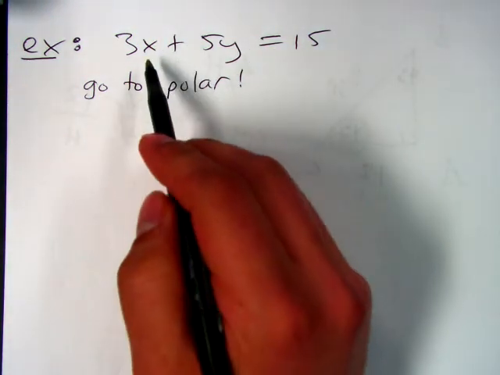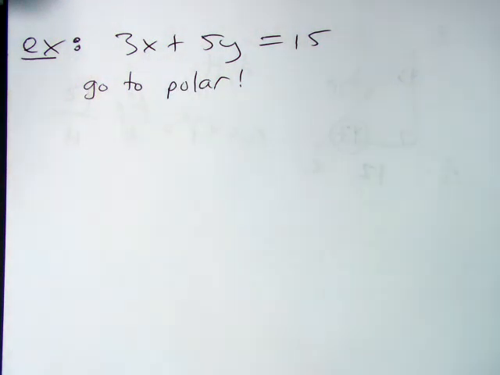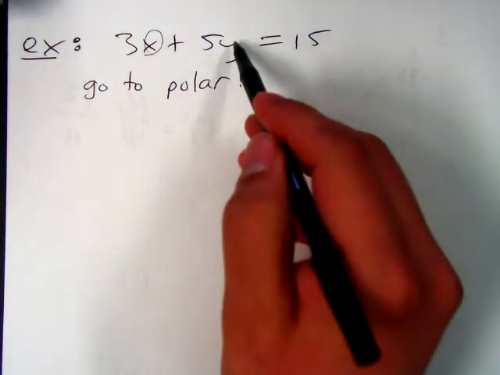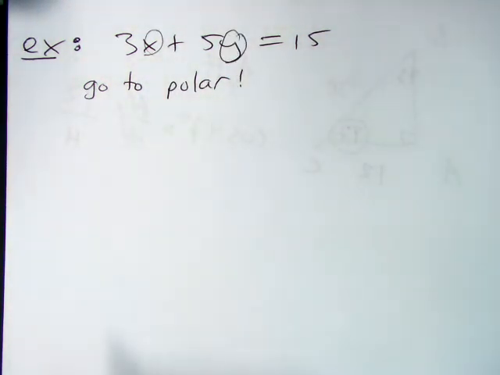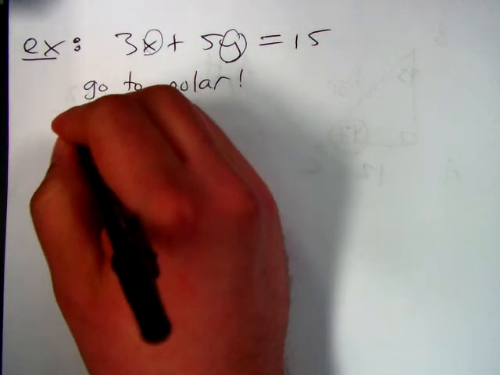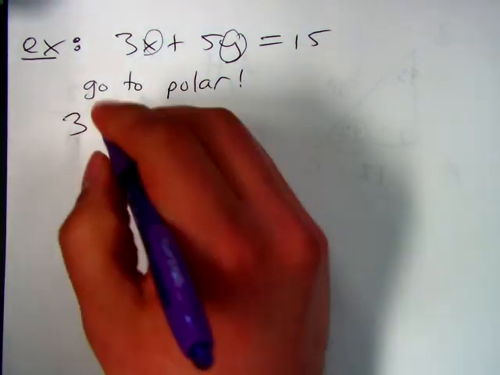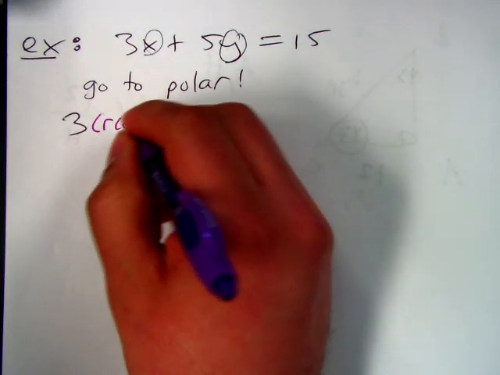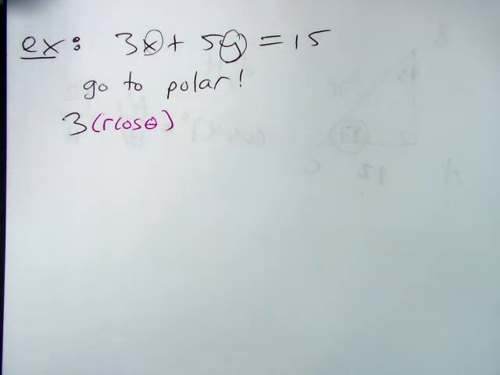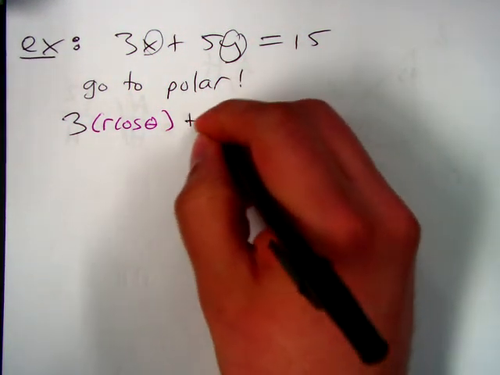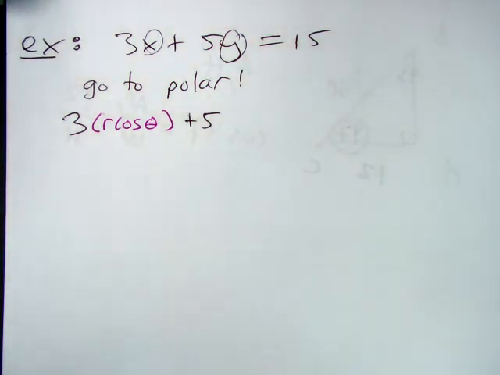Again, we just have to find a way to get some polar stuff in here. Well, do we know what x and y are? No. Think about those four equations. Do we have a formula for x? Yes. What is it? R cosine theta. R cosine theta. Good. So let's plug it in. Plus 5. And do we have a formula for y? R sine theta. Good.